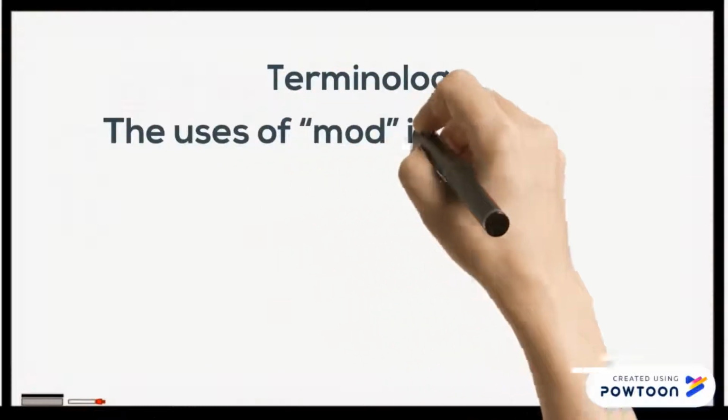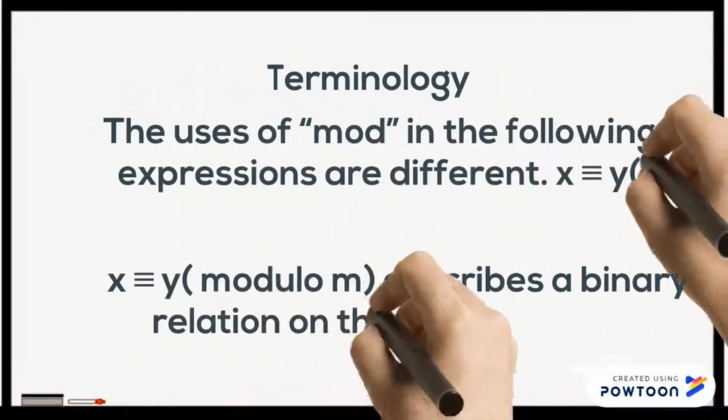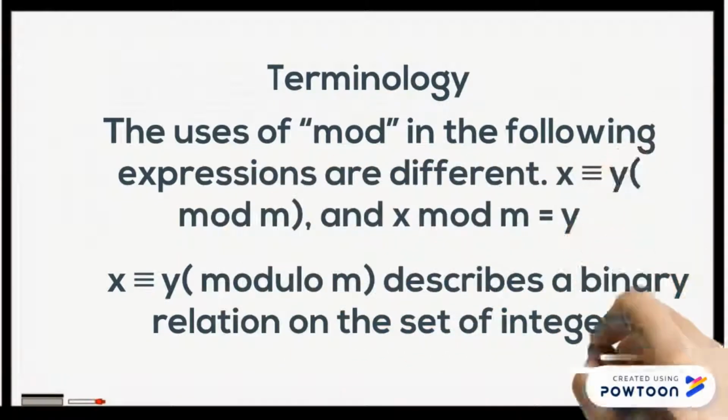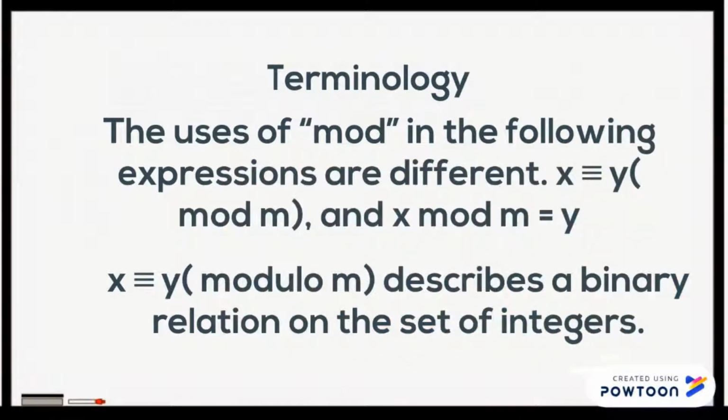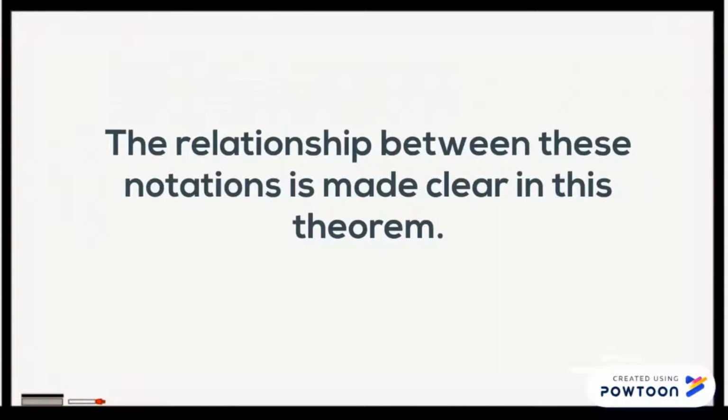Terminology. The uses of mod in the following expressions are different: x ≡ y (mod m), and x mod m = y. x ≡ y (mod m) describes a binary relation on the set of integers. In a mod m = b, the notation mod denotes a function from integers to integers. The relationship between these notations is made clear in this theorem.